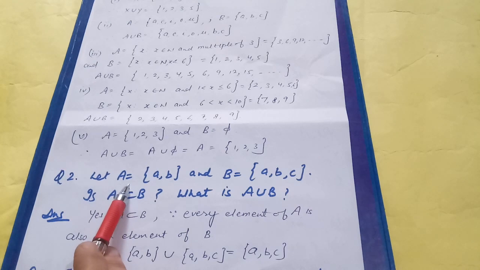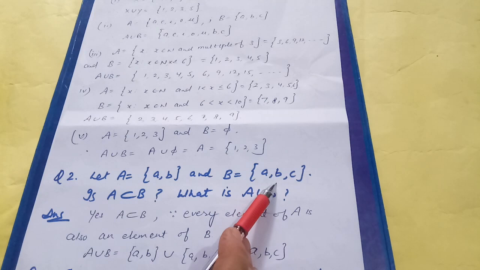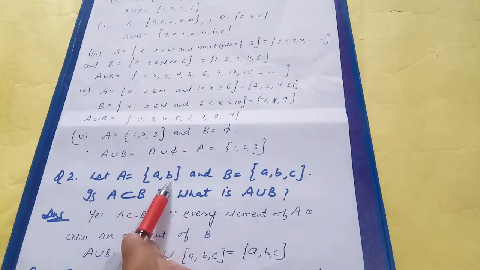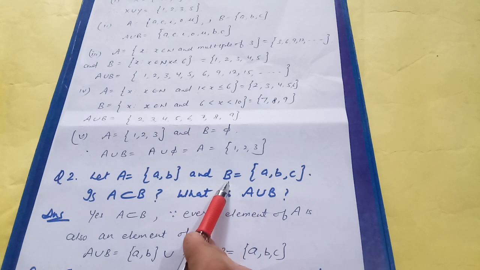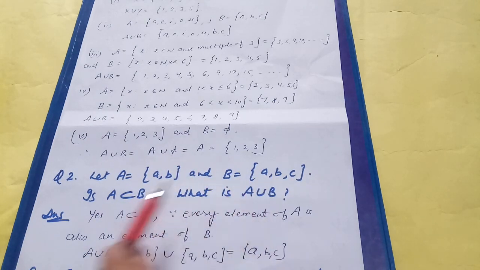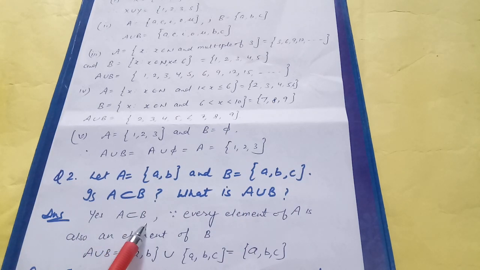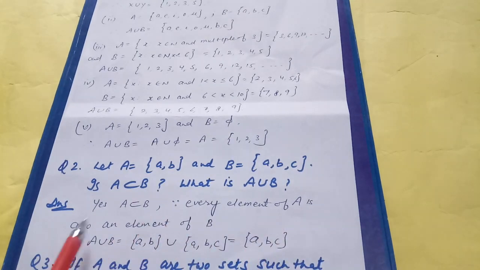So firstly, by the definition of subset, see all the elements of A are a, b, and these elements are also the elements of B set. See, a comma b are the elements of A set and a comma b are also the elements of B set. So all the elements of A are in B set. Hence we can say A is a subset of B. So we can write yes, A is a subset of B, because every element of A is also an element of B.